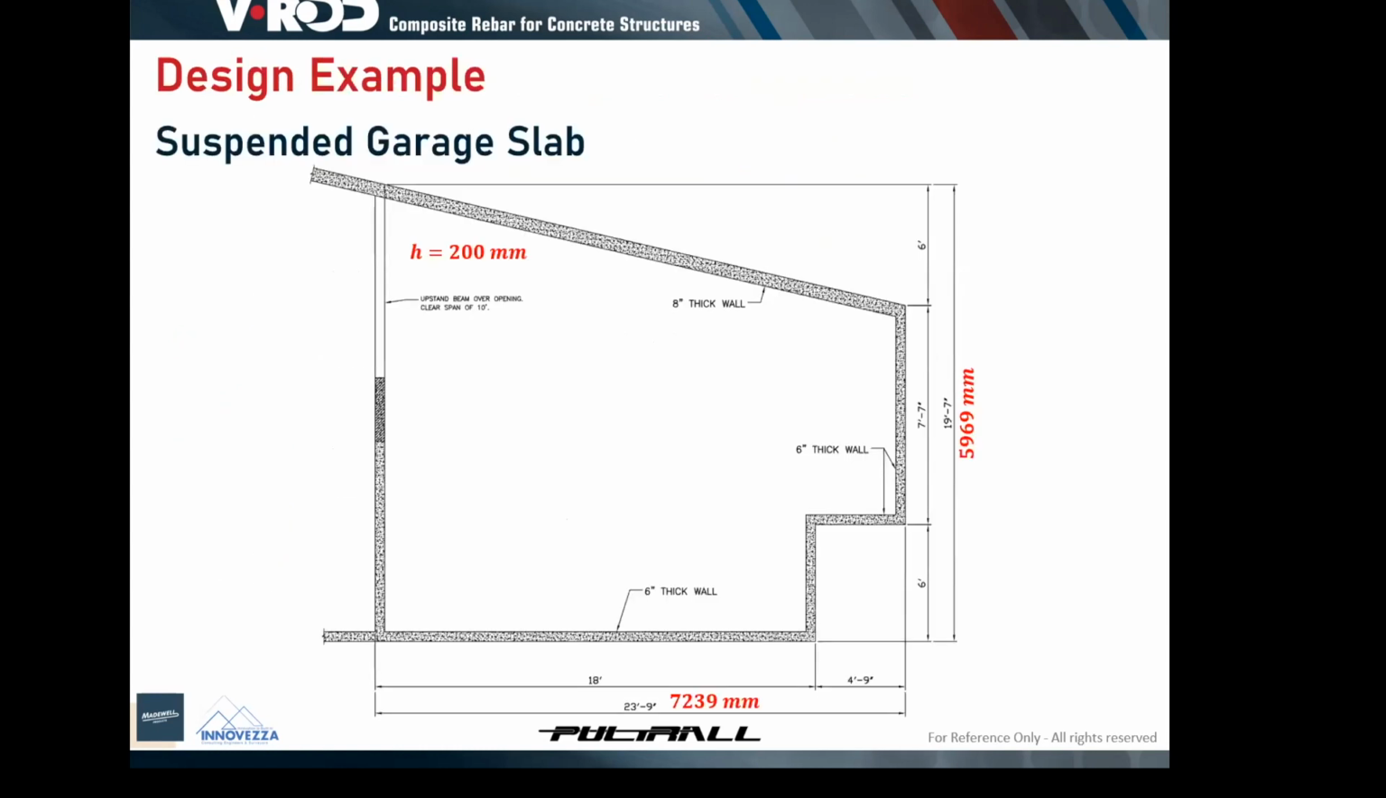Let's go to the design example again. This is a suspended garage slab that we designed recently using GFRP reinforcement. This slab is 200 millimeters thick and approximately 7.2 meters by 6 meters. It's irregular in shape, and we designed this slab based on the Canadian code S806.